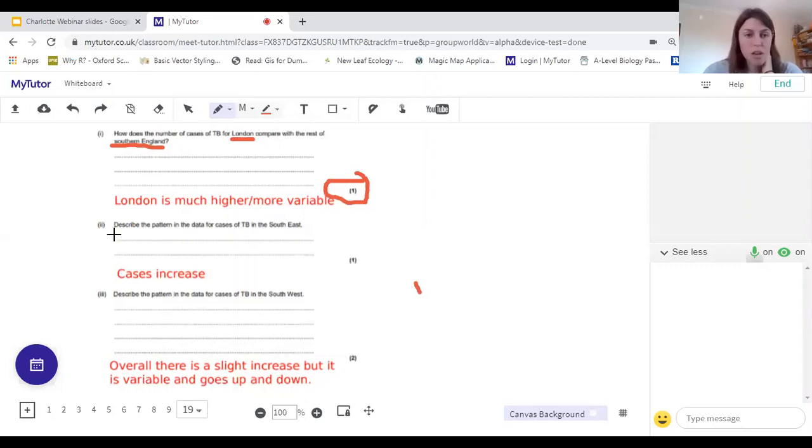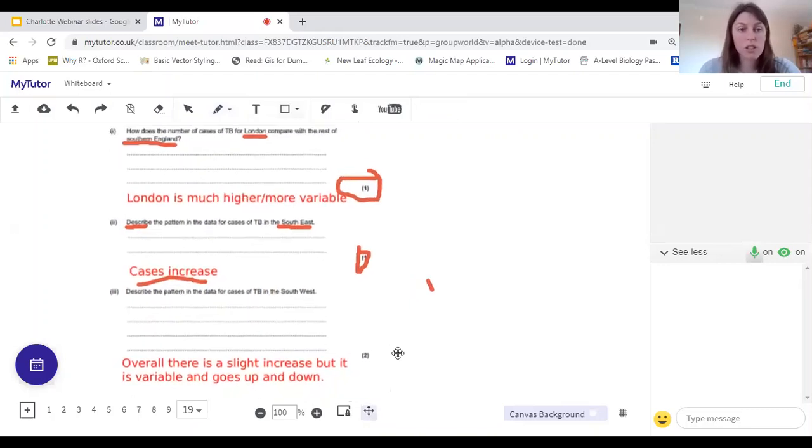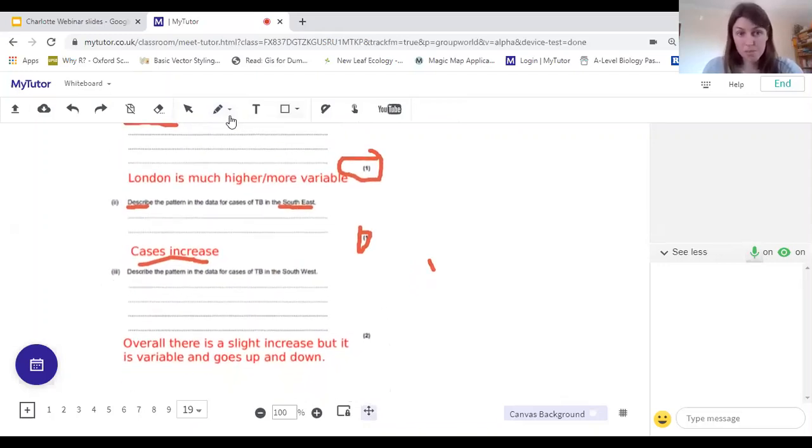Part 2, describe the pattern in the data for cases of TB in the South East. Again, we kind of did that. 1 mark there, so we only need to give a short answer. Cases increase. I would write this in a sentence in the exam. Here I haven't. I've just jotted down a quick note to myself to advise you how to answer, but I would always try to write in full sentences. But there's no reason that they shouldn't be full and short sentences.